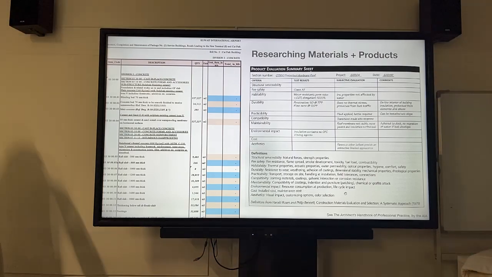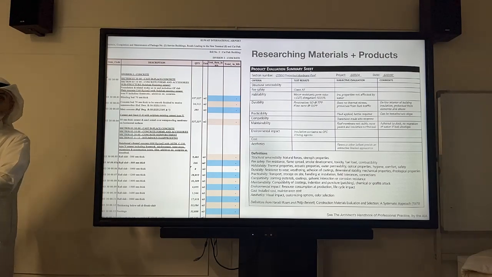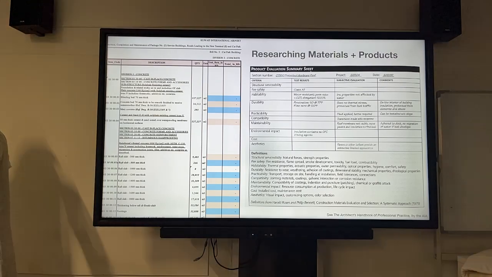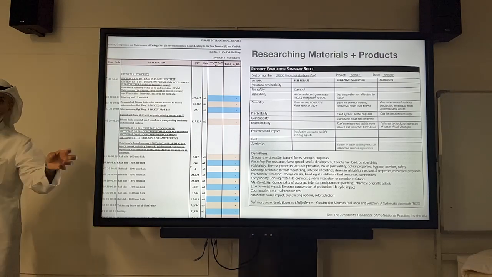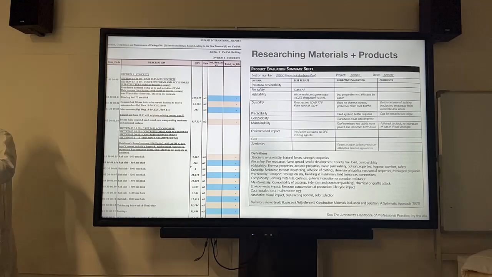Maintainability. What do I need to maintain this product? Is it high maintenance, low maintenance? Environmental impact. How is it going to affect the environment when I pick between different materials? Maybe one is a lot more environmentally friendly than another. Then cost and aesthetics.